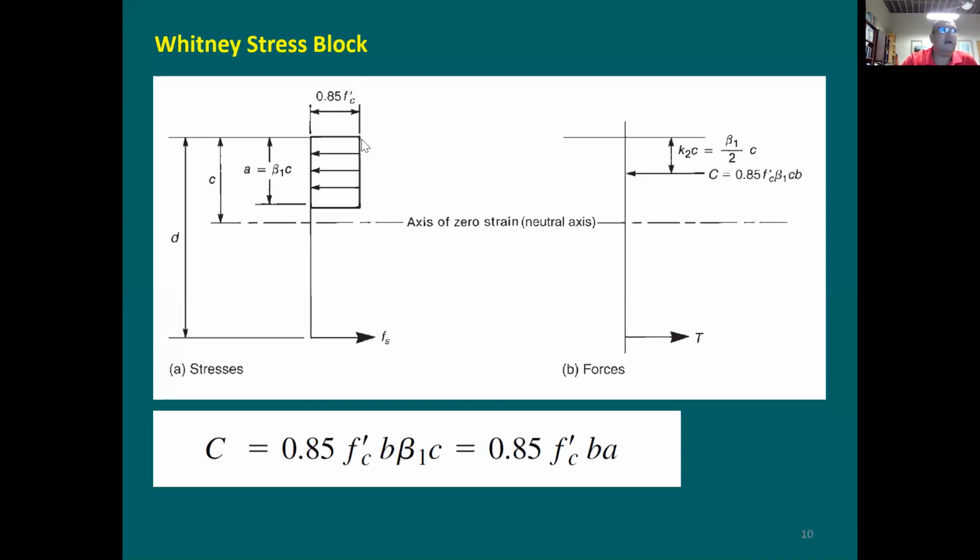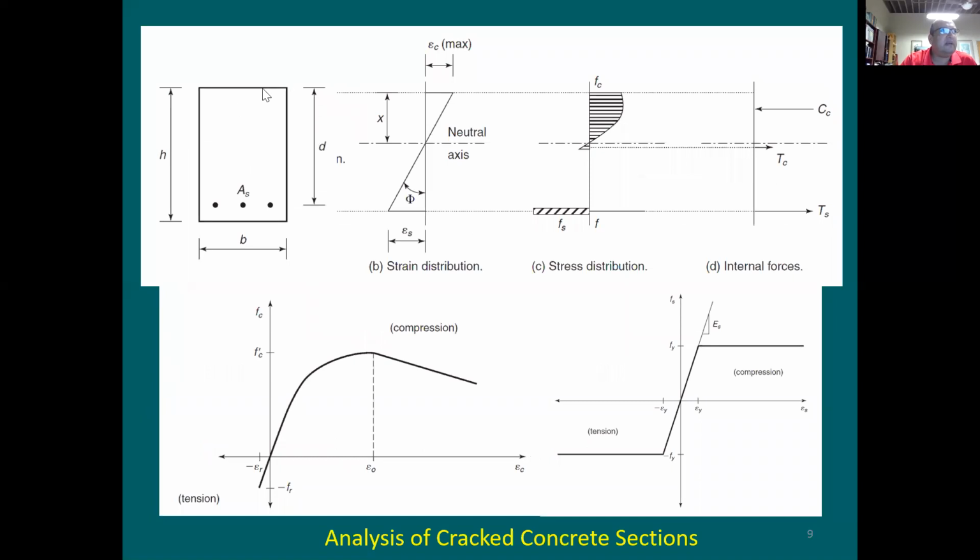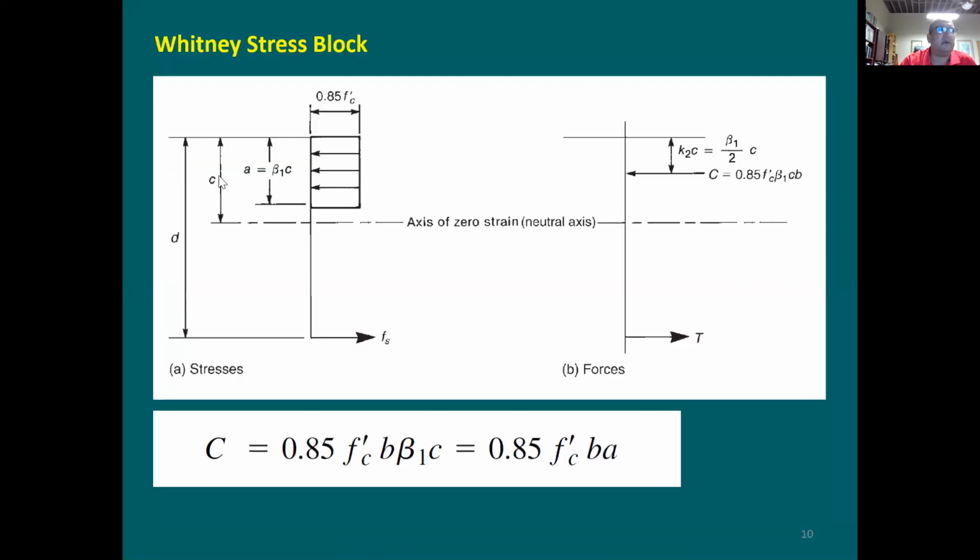Now the question is, how much is the compression force after this simplification? The compression force is going to be equal to the volume of this block. How can I figure this out? This is simple because now you have the volume of this block. The volume is going to be 0.85 f'c, this stress value, times the depth a times the width b. What width b? This width b. So it's going to be like a rectangular block applied here. The stress value perpendicular to the screen is going to be 0.85 f'c. The width is going to be b, and the depth is going to be equal to a, not C uppercase.